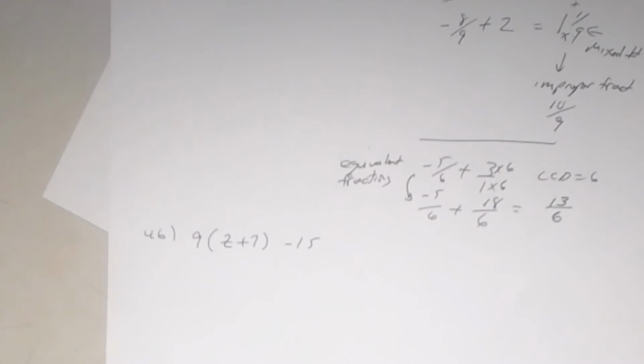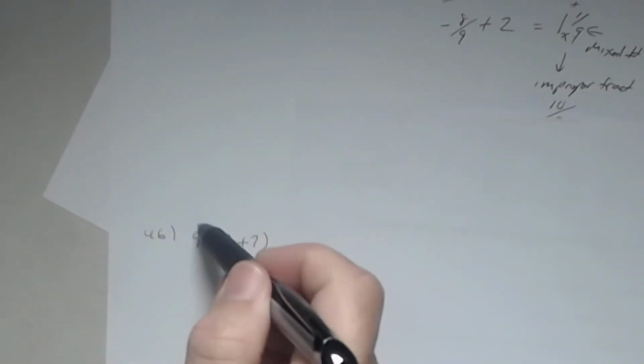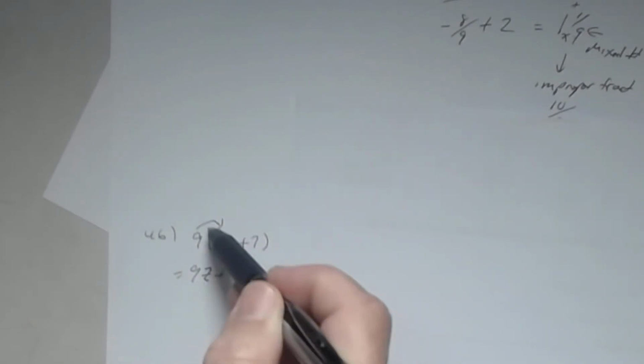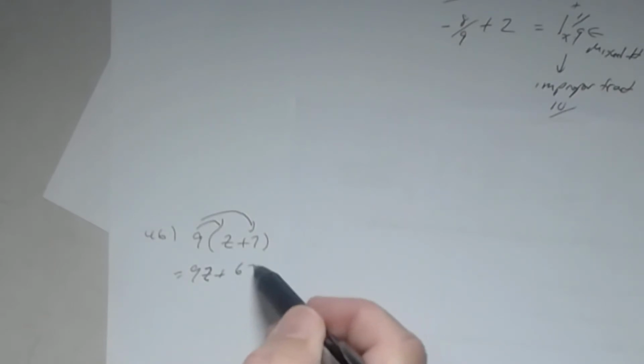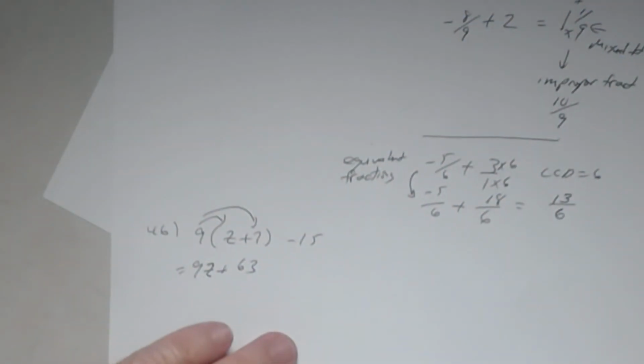Okay, so if that negative 15 wasn't there, in a previous lesson, how would you get rid of the parentheses? Distribute. So when you distribute, you would say 9 what? Z plus, and then 9 times 7 is 63, right? You agree with that?